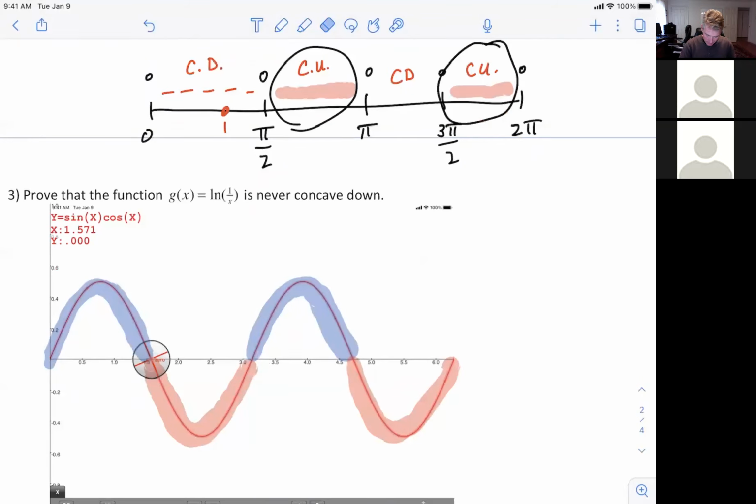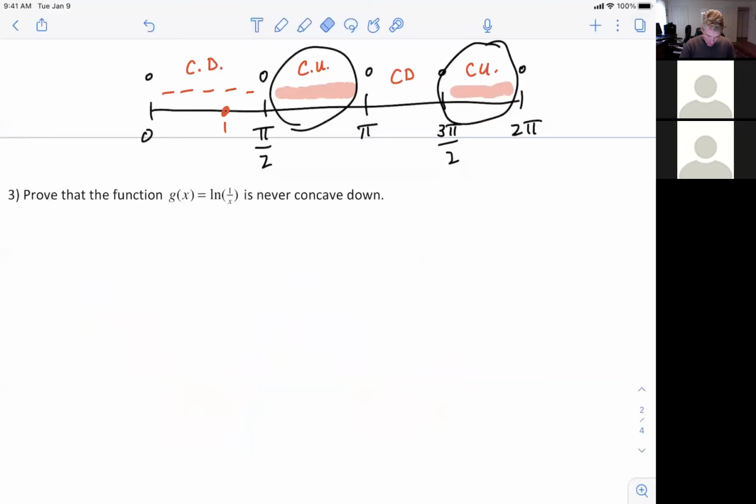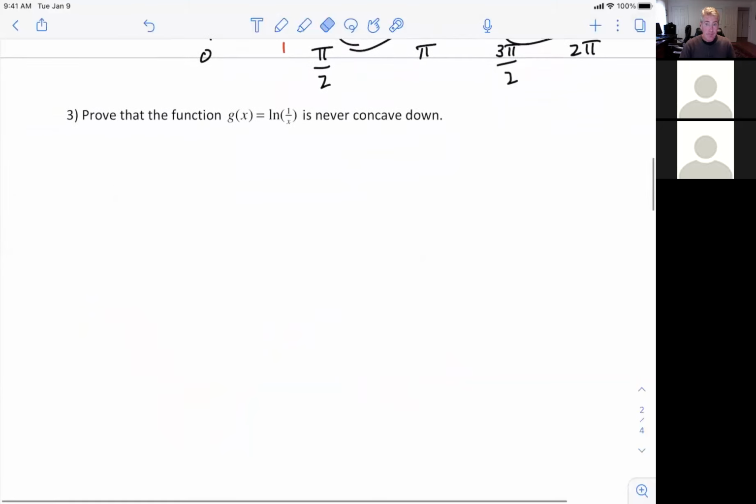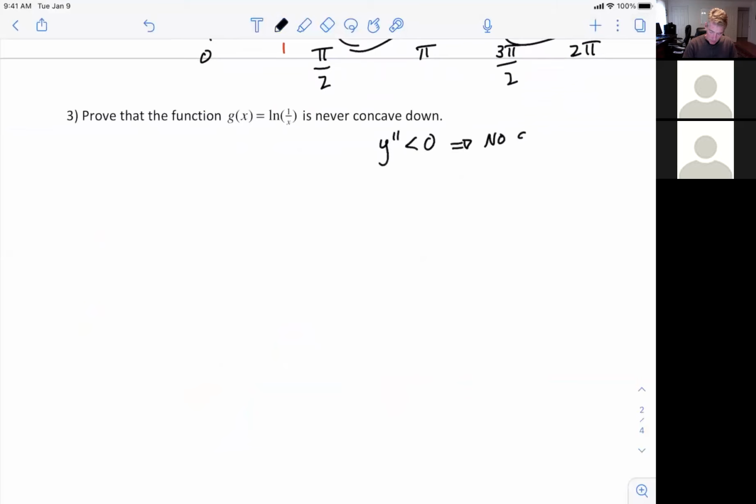Next one that I made up was: prove that this function is never concave down. So concave down means the second derivative is negative. And then show that that will have no solution. There's no way that the second derivative could be negative.